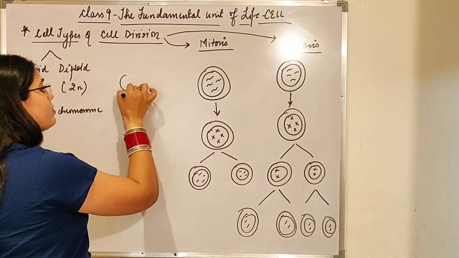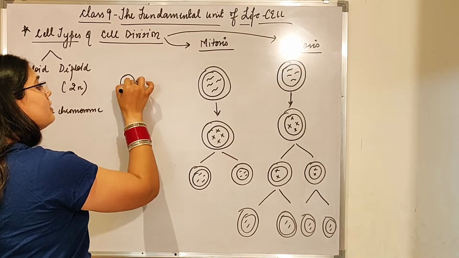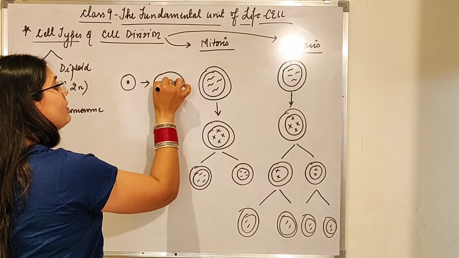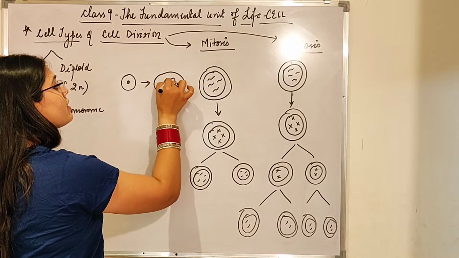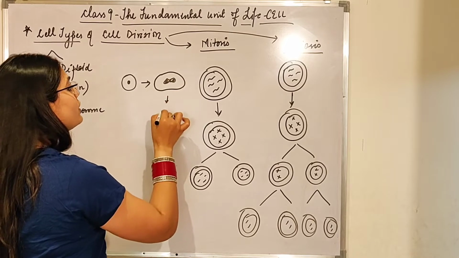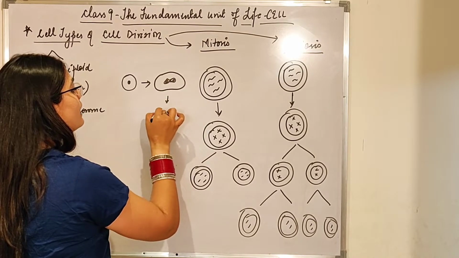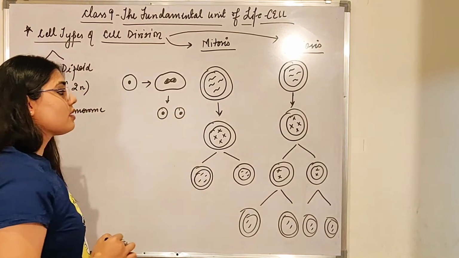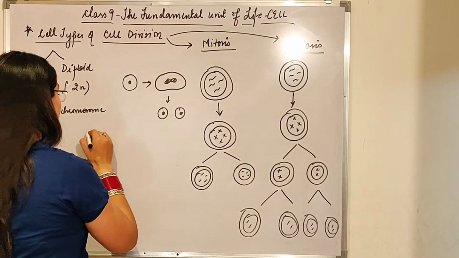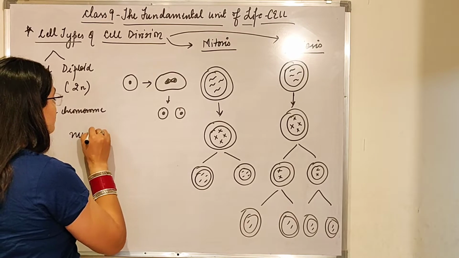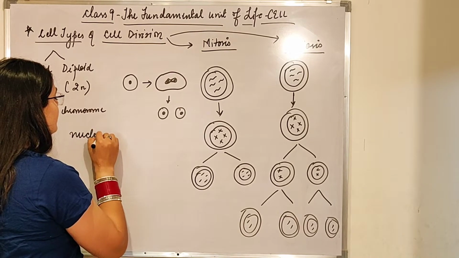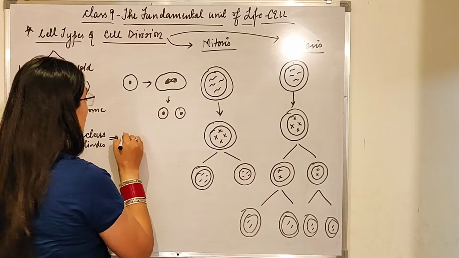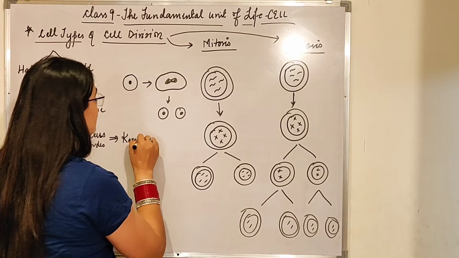For example, let me draw it here. This is a single cell. It divides here and it elongates, and the nucleus is also elongating. Later the nucleus will divide and then it will form two daughter cells. Beta, first always in cell division the nucleus divides. When the nucleus is dividing, it is called karyokinesis.